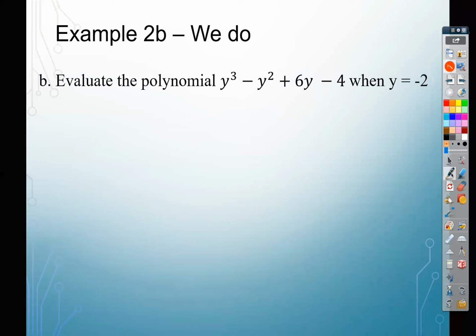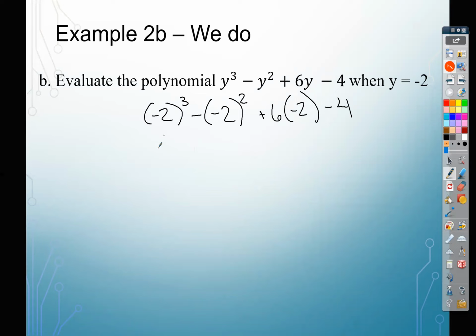All right, 2b, evaluate the polynomial when y equals negative 2. So I'm going to plug a negative 2 in for every y, and I'm going to evaluate. Remember, do exponents first. Negative 2 cubed is negative 8. Negative 2 squared is 4. 6 times negative 2 is negative 12. And then I have that minus 4.